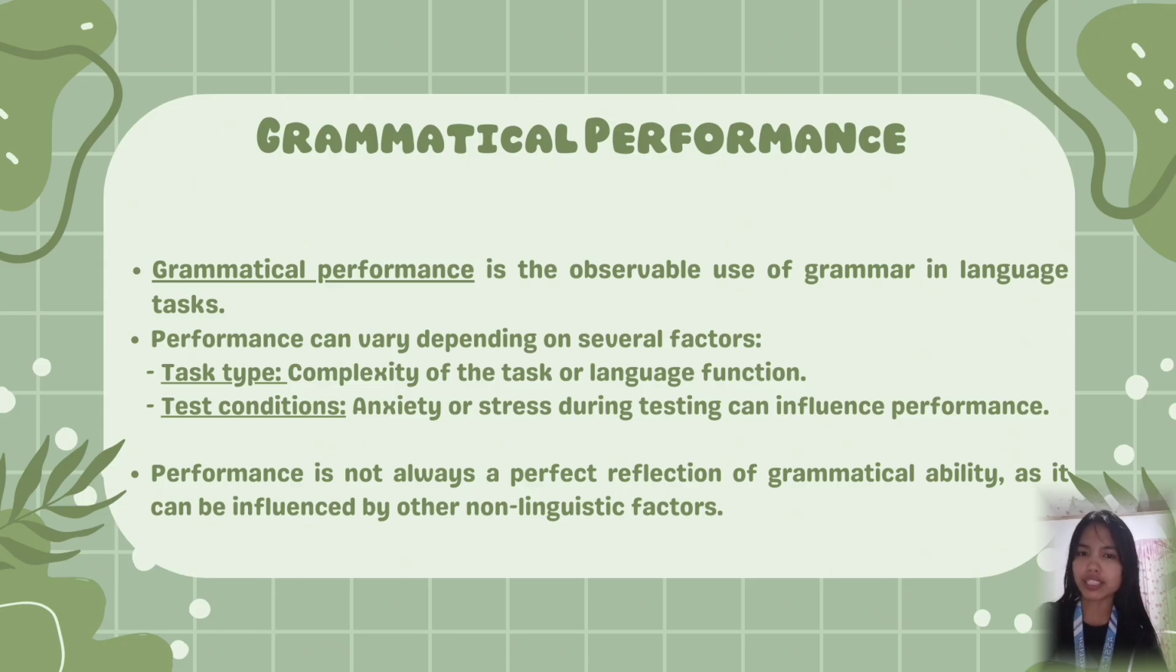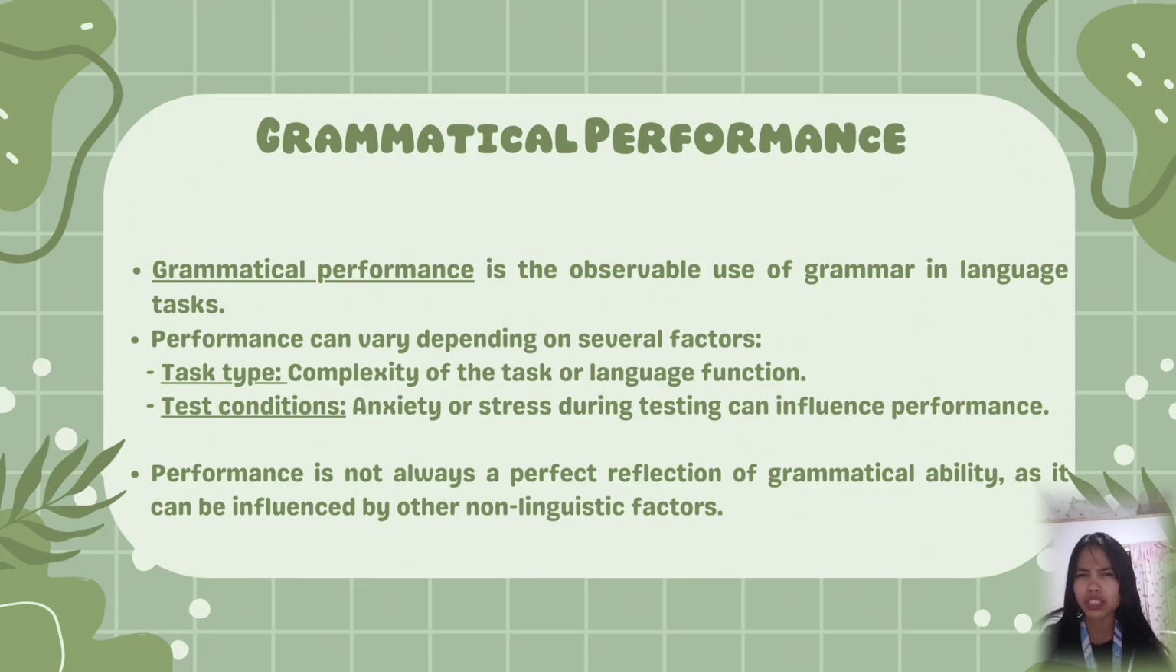Grammatical performance. Grammatical performance is the observable use of grammar in language tasks. Performance can vary depending on several factors. First is the task type, the complexity of the task or language function. Second is the test conditions. Anxiety or stress during testing can influence performance.